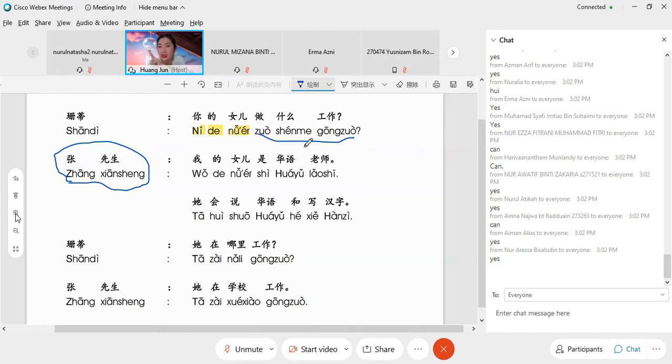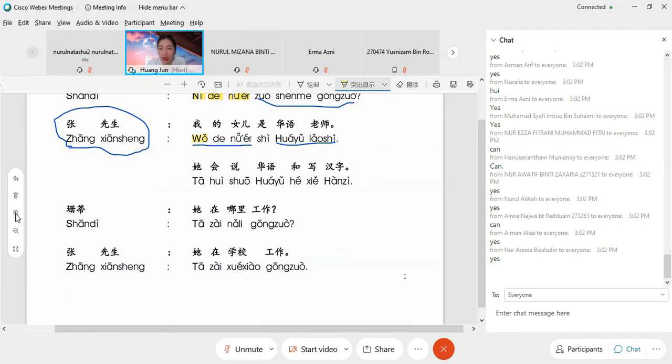We use the subject plus 做什么工作. So, what's your daughter's job? To answer, I told you to use the subject plus 是 and the person's job. So we say 我的女儿是华语老师, my daughter is a Mandarin teacher. You change 你 into 我. So we change between these two words, 你 and 我. The other words you don't need to change, right?